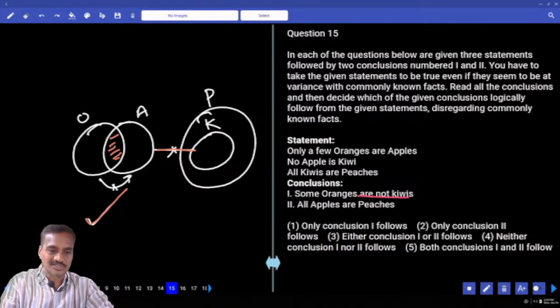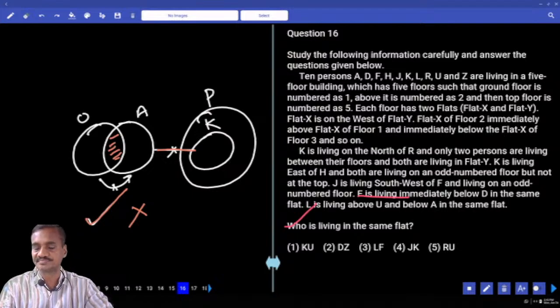And next one, all apples are peaches. Is it true? False. And so what is your answer? Only one, choice 1, question number 15.